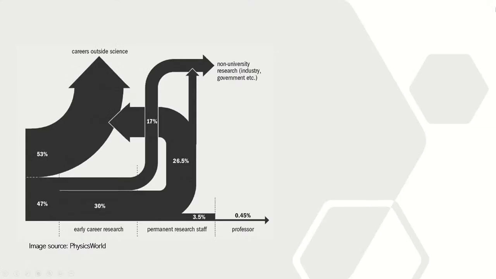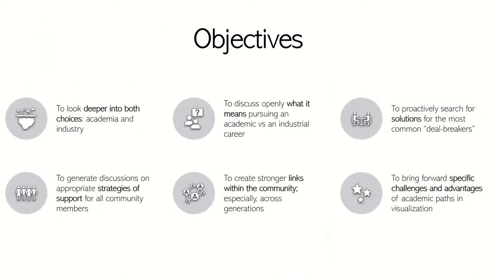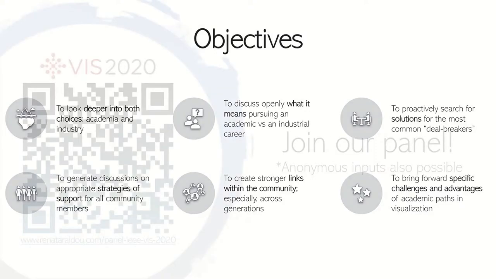How many times have you asked yourself, why should I stay in academia? Junior researchers might ask this more often, but it's a popular topic among all levels of academic seniority. Our 6 panelists will discuss with you the controversial topic of pursuing an academic path in visualization, targeting an open discussion on the choice of staying or leaving, and keeping the specifics of our community in mind.